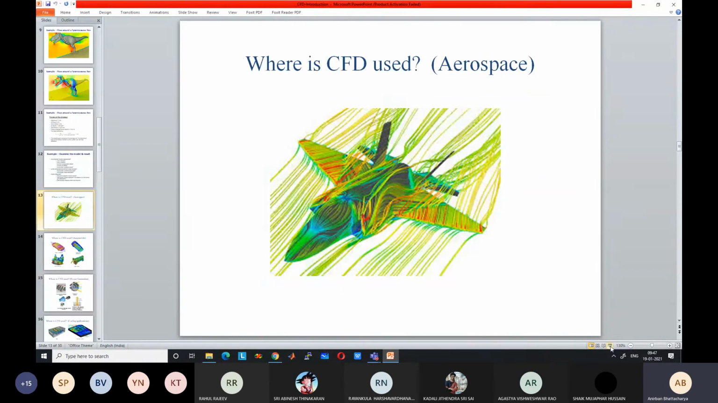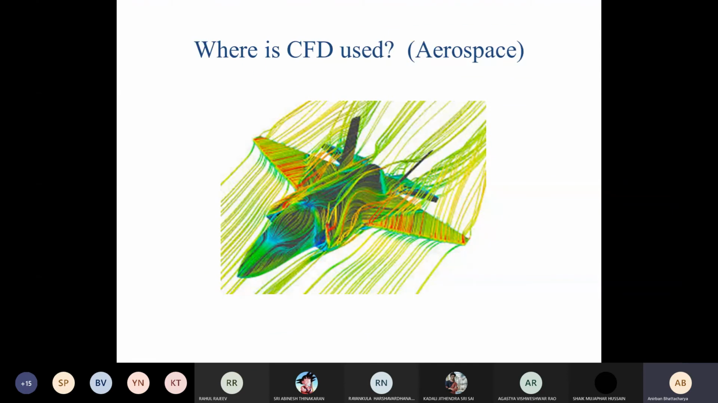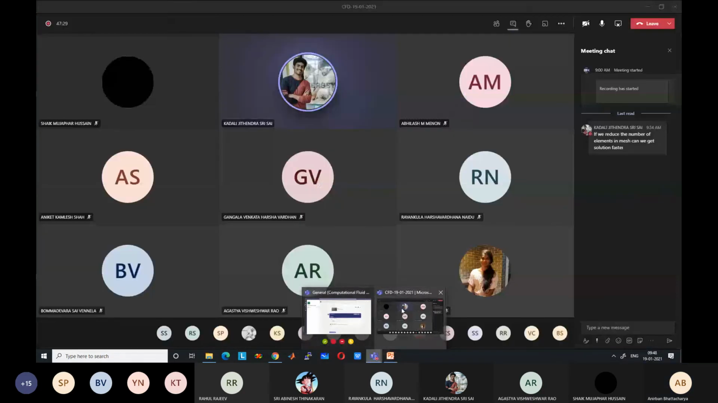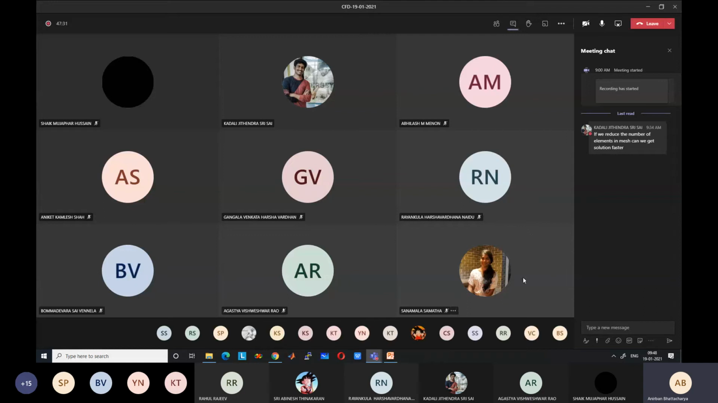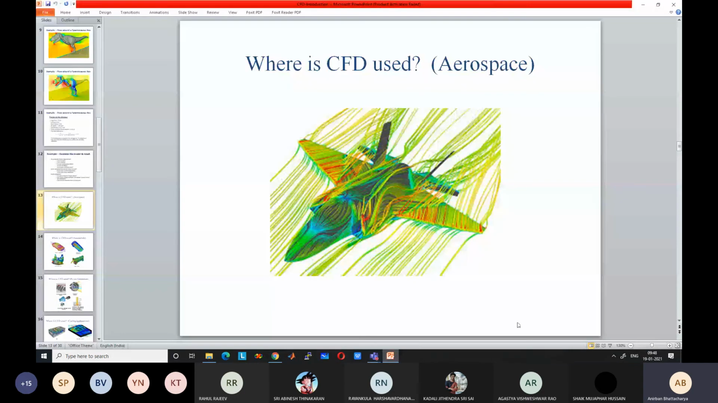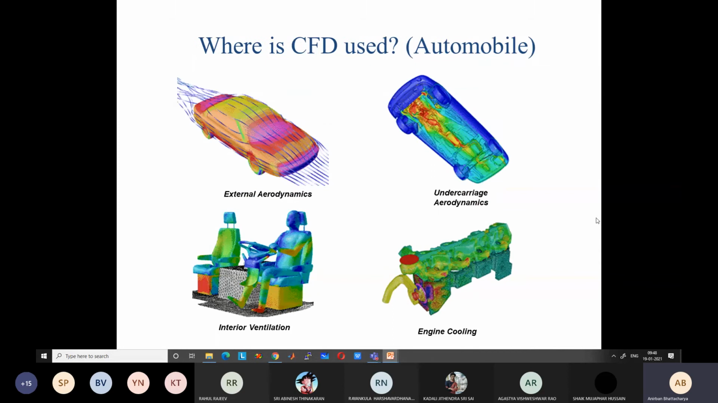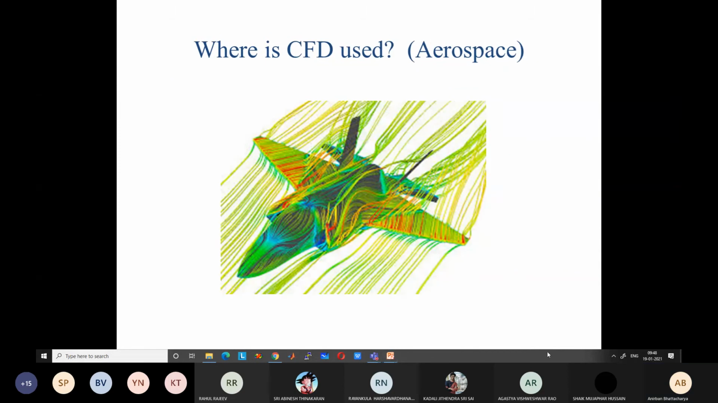So where are these CFD problems used? So does this answer your question? Who was asking the question? Yes, sir. Okay. Last time here also I did not notice. When we go through the handwritten notes, then I will be able to notice the chat. In this case, because we are going through slides, I'm going in full screen mode.